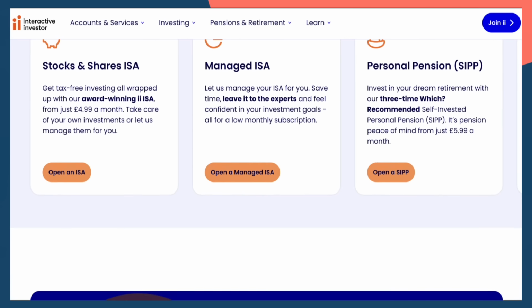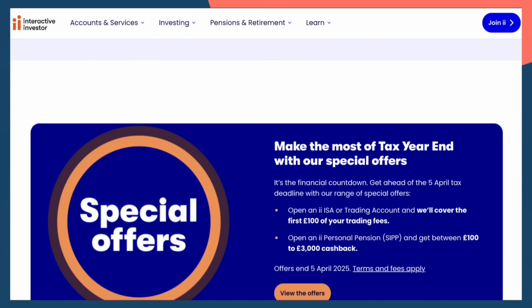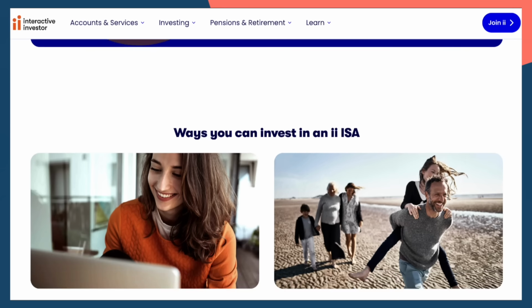That nicely leads me on to comparing the other platforms like Interactive Investor. Now, notably for investors planning to hold more than £96,000 in Vanguard funds within an ISA or general investment account, it can actually be cheaper to do that through Interactive Investor due to their fixed subscription model rather than Vanguard's percentage-based fee.